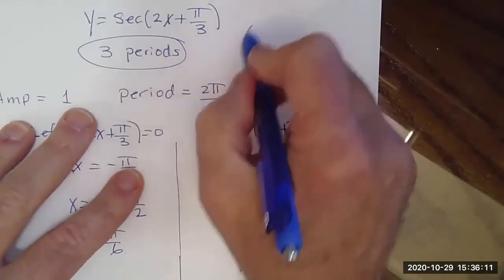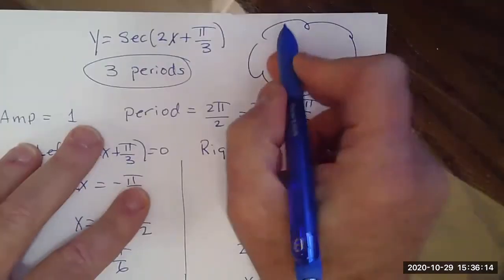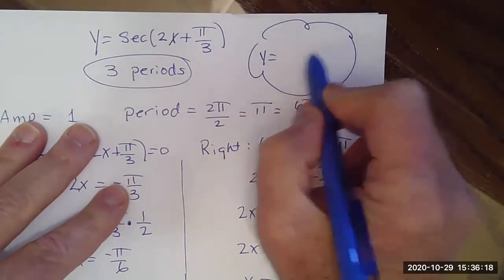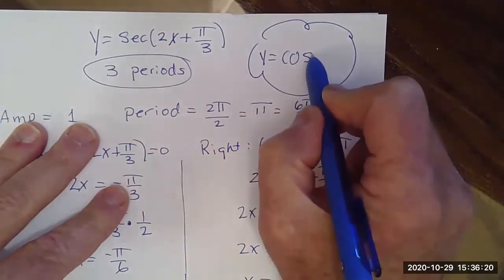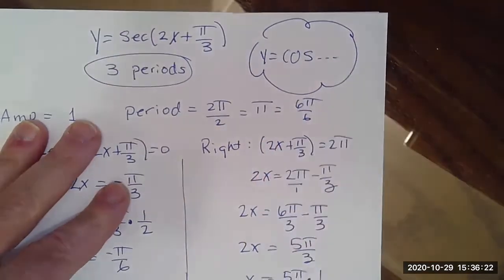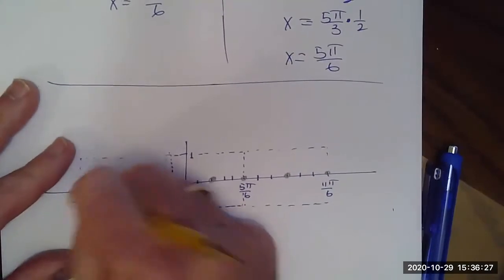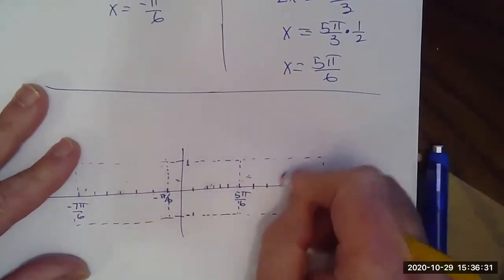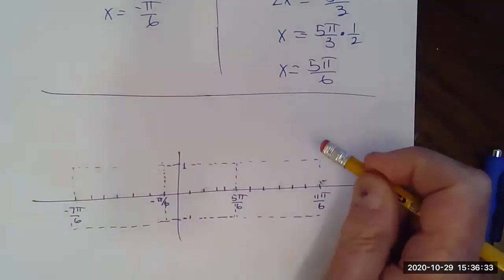Remember, this is a little think bubble here. I'm going to draw my y equals cosine, blah, blah, blah, blah. It's a cosine, so it starts high. Doesn't go there. So I apologize for that. Good thing I caught that.